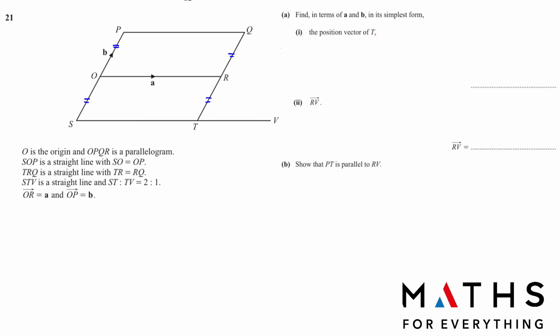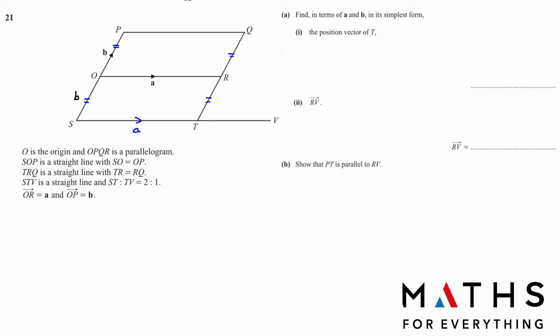We know that position vector means we start from O and we go to T. Because this is a parallelogram, OR is a, so ST will also be a. The reason being OP is equal to SO and RQ is equal to TR. So all the sides are equal. OP is b, so SO will also be b.